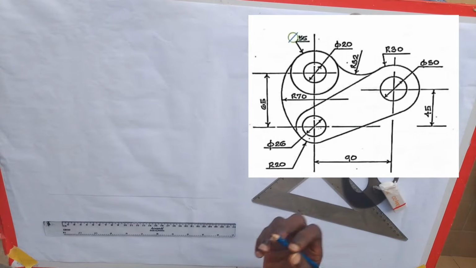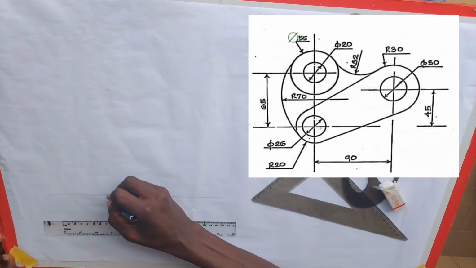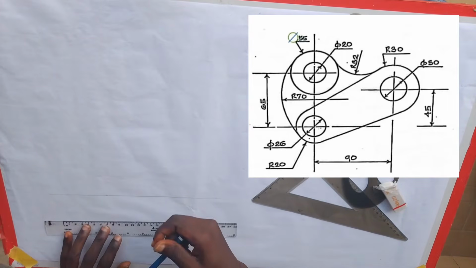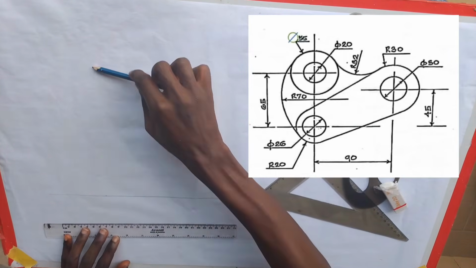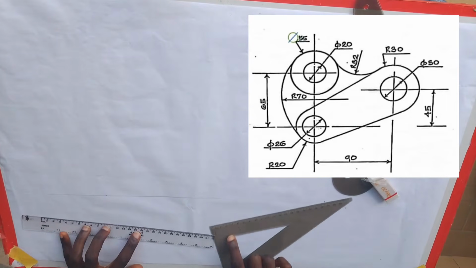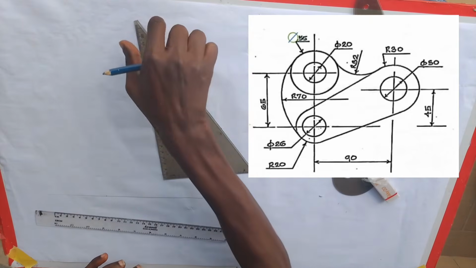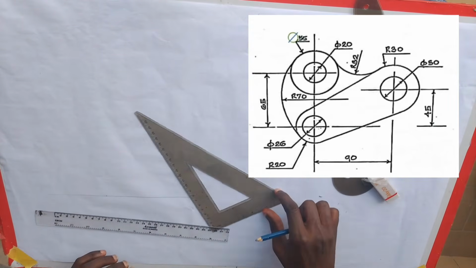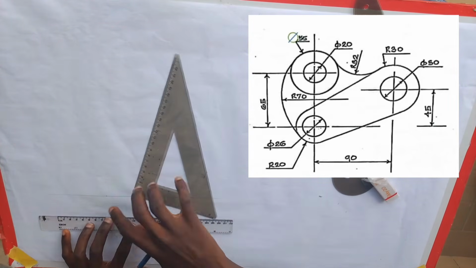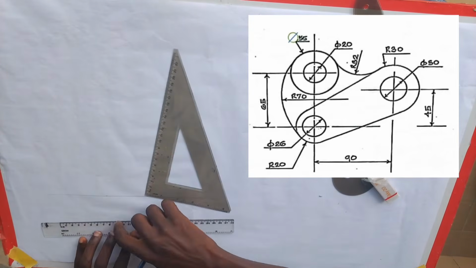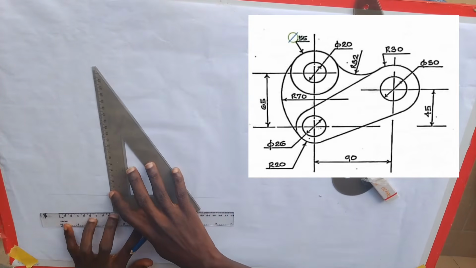Now, I can pick any point. Let's assume I pick a point here. Now, you see that from this point, there's a line coming up here. So I will draw that line using our set square. This is 90 degree. This is 30 degree. This is 60 degree. So the line is at 90 degree to this horizontal line. So I will draw a straight line like this.